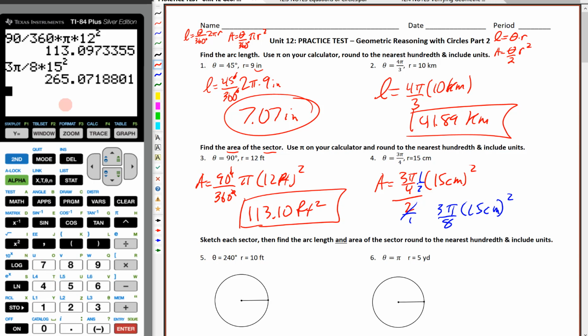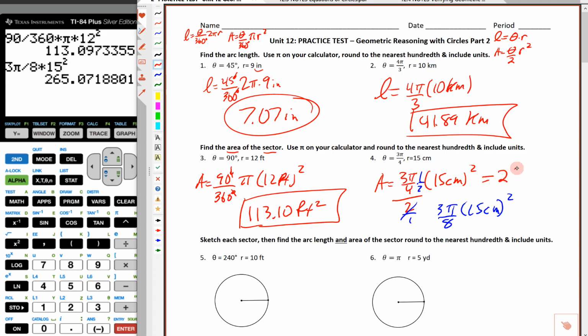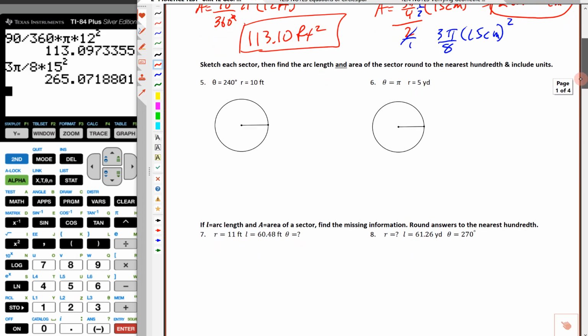And we end up with 265.071, and this is either going to be 7 or 8. That one's not enough to bump it up, so here's what we end up with. We end up with 265.07, and this is going to be in centimeters squared, okay? So we'll go ahead and circle that, and there's our answer, and then I'm going to slide down here and take a look at the next couple.